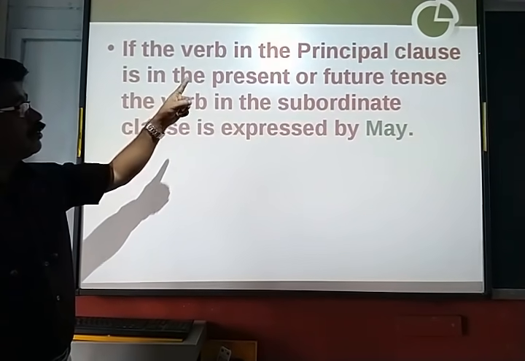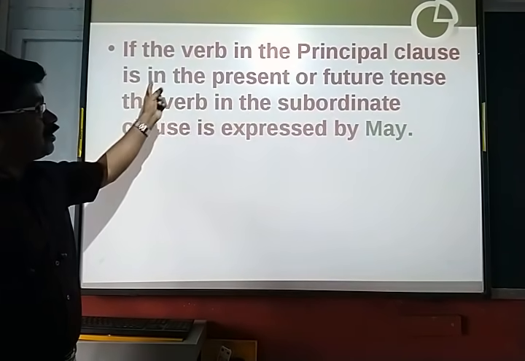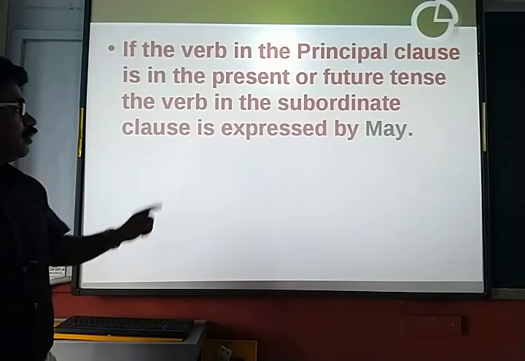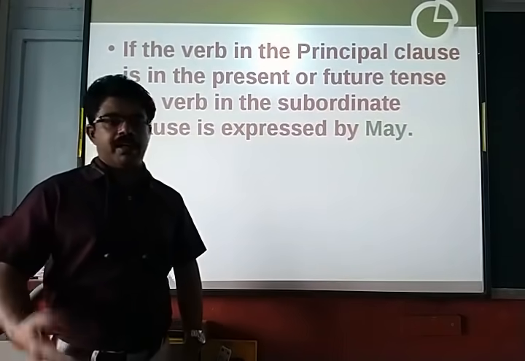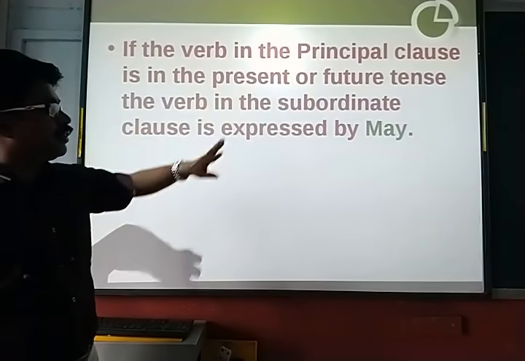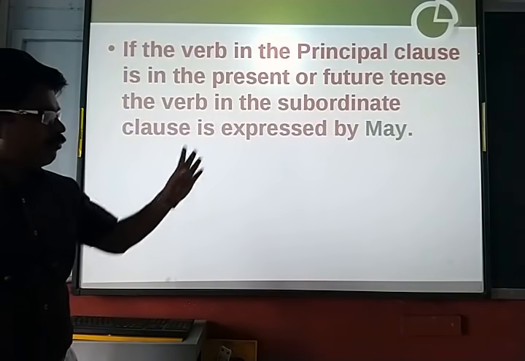If the verb in the principal clause is in the present or future tense, the verb in the subordinate clause is expressed by may. So what was past tense is might. Now here, present or future, it will be expressed by may.